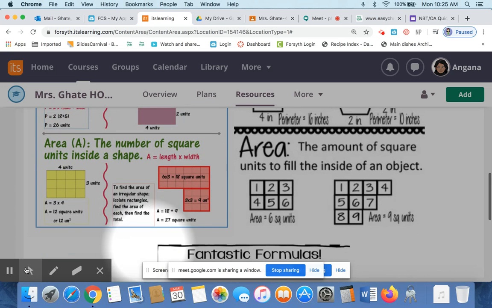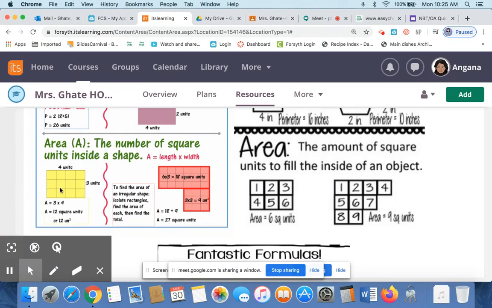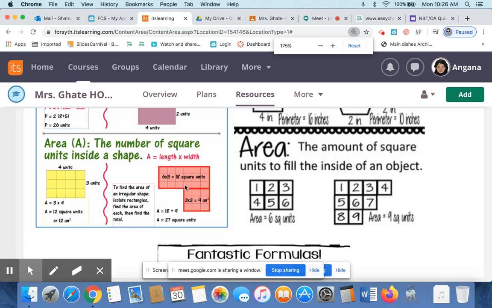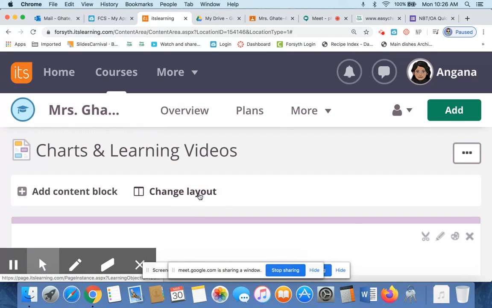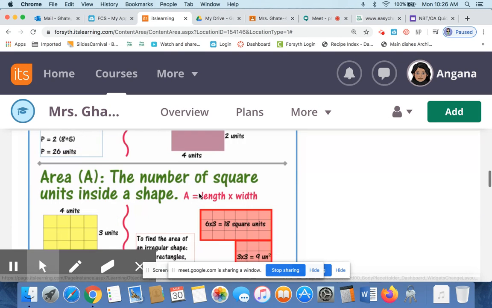Now let's look at area. When we are looking at area, you are seeing here in this shape that you're basically adding the space the inside takes up, which means you're multiplying the length by the width. Sometimes you're going to have shapes where you can make more than one shape.